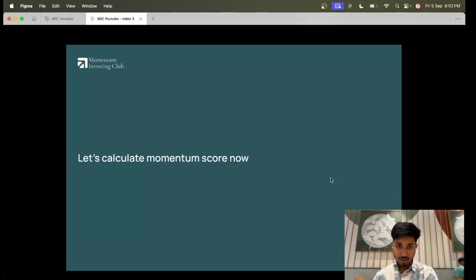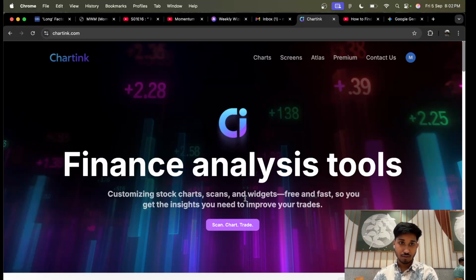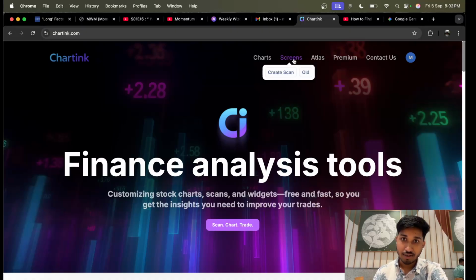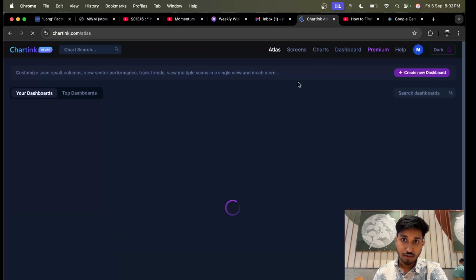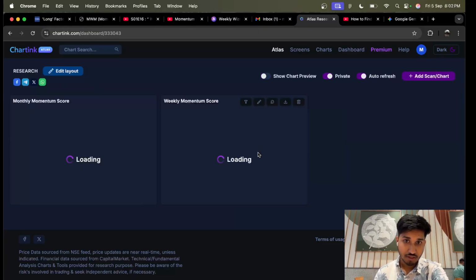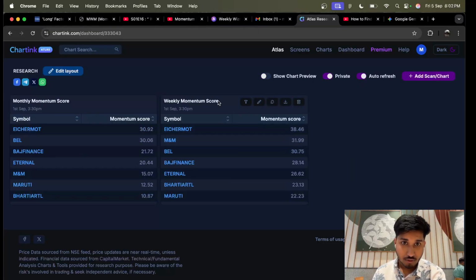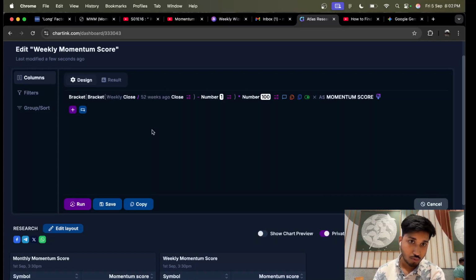Let's just go ahead and calculate momentum and see how I actually do it. So here's the software, Chartink. You can use a different one as well, but here's the one I used. I'll show you how I've created one; you can create one as well. On the screens, you just have to create a new scan. I'll just show my recent one.